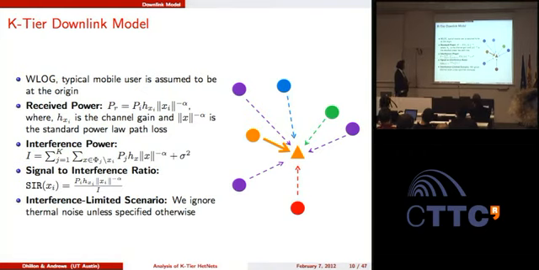And then we are assuming an interference-limited scenario, where we ignore thermal noise. In these kinds of networks, you can safely ignore noise. It is always interference limited. So this is our downlink model. The only thing to remember here is how we define SIR. We are camping to the strongest base station, and all the other base stations are just interference.